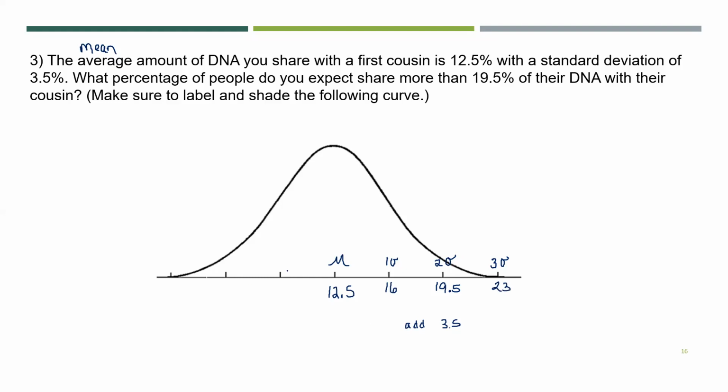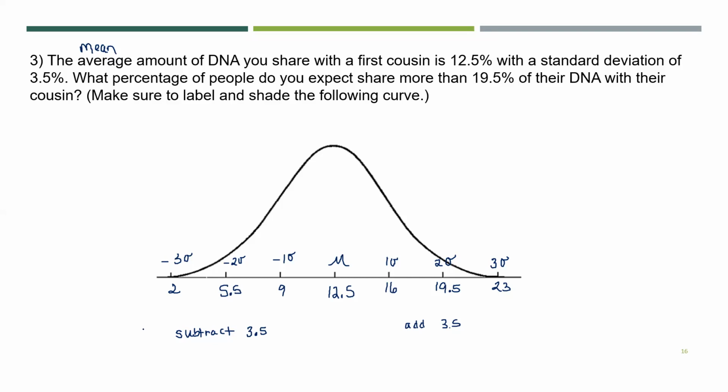We know the normal curve is symmetrical, so going to the left of the mean, we have -1, -2, and -3 standard deviations. And we know from our previous examples that to label these, we will start with the mean, and then we will subtract the standard deviation. So in this case, we will subtract 3.5%. So on my calculator, 12.5 minus 3.5 gives me 9. Minusing 3.5 again gives me 5.5. And minusing 3.5 one more time gives me 2.